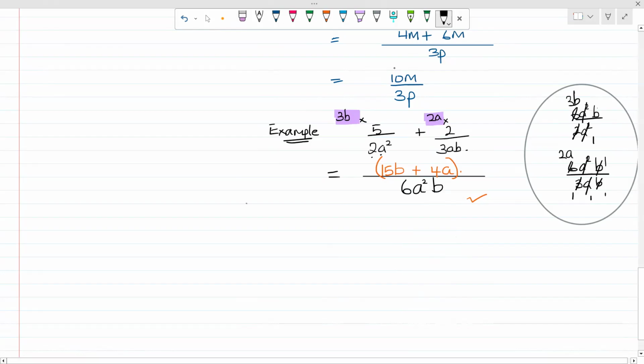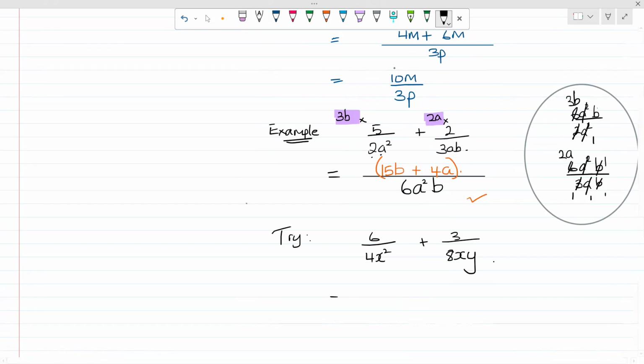So we're doing, try for me, 6 over 4x squared plus 3 over 8x. I try to keep it as close as possible to this one, just so that it's easy for you to follow. So try this one.